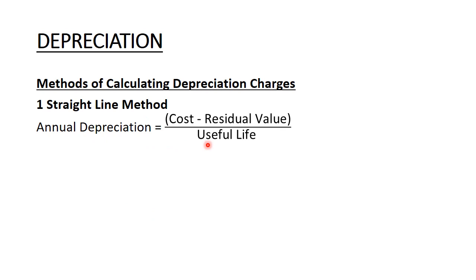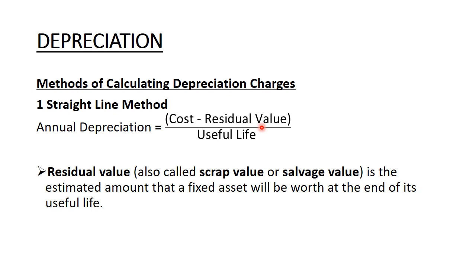So this one uses this formula, and it is of course measured in this case per year. So its annual depreciation is equal to the cost. The cost is the amount of money you spend to get that item minus residual value. Okay, the residual value is simply the scrap value or salvage value. Okay, it's the estimated amount that a fixed asset will be worth at the end of its useful life.